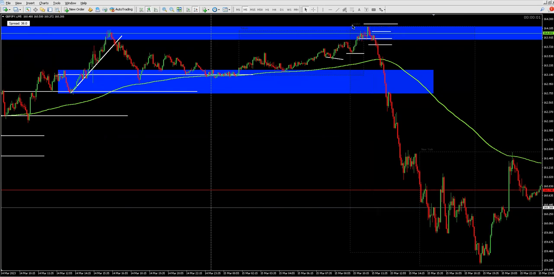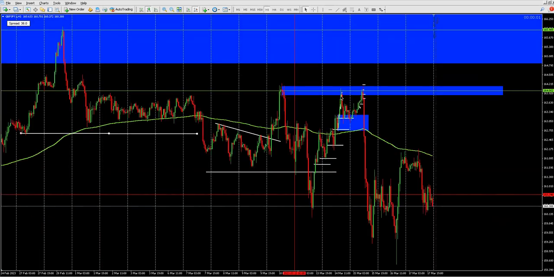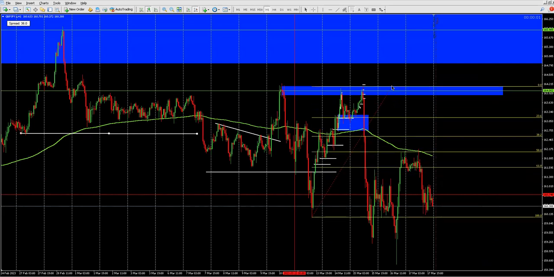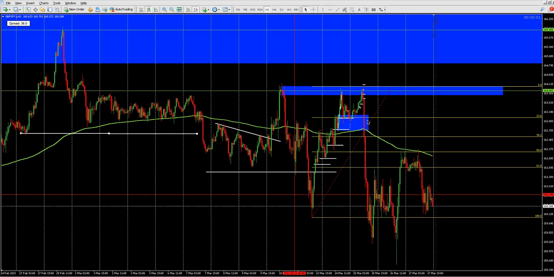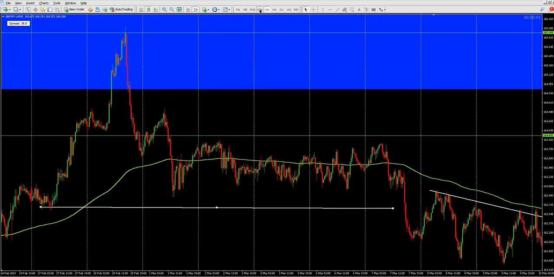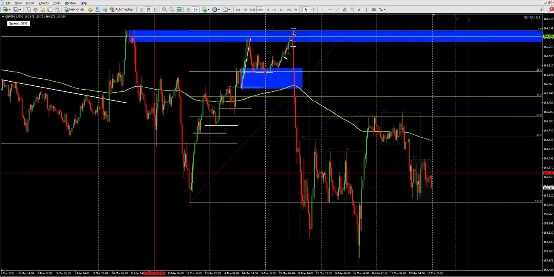Then you go back to the H4 for target. The target for this trade was the 100% zone. 373 pips if you entered like that, and that was in one day. It was a very aggressive drop, and I traded USD JPY.